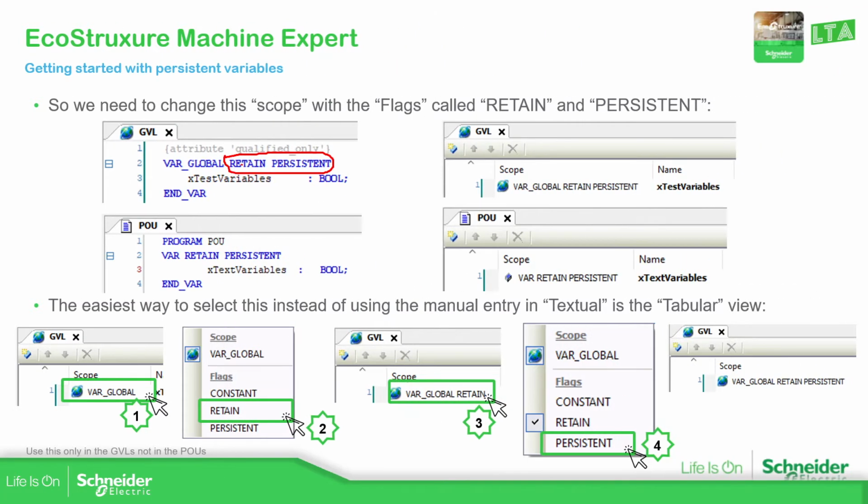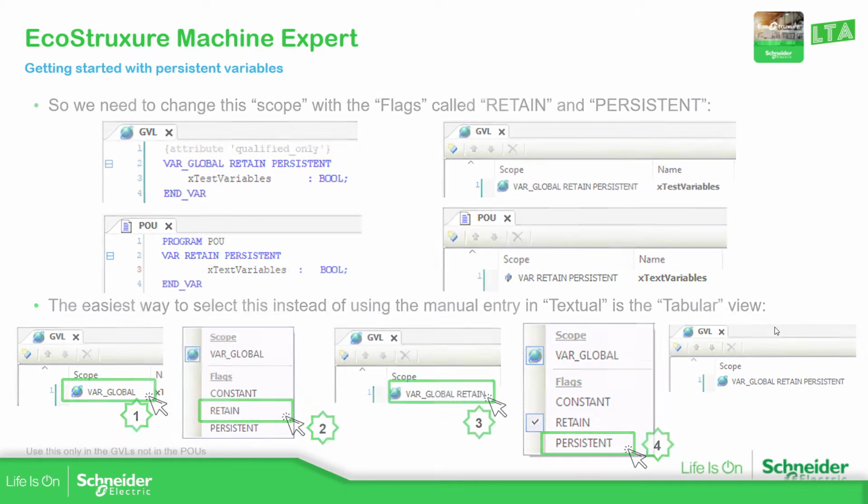The process is very simple. The easiest way to do it is to change from textual to tabular. In the tabular, we just click on the scope in order to add this retain persistent or persistent retain. The order doesn't matter. We should be able to see the scope and then the flags, which are the properties that we have. So we have retain, select, then you should be able to see this view. And then if we click again, we should be able to select the persistent again. Very simple. There is nothing else to do in this part of the GBL. This will allow me to have the information when we make one reset on the controller.